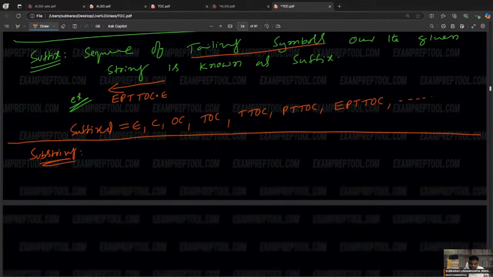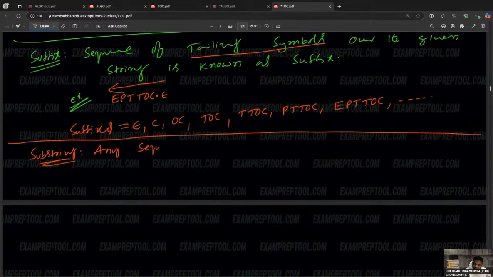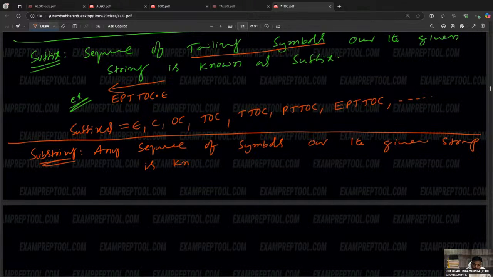But when you say substring, it is any sequence of symbols over the given string. You have to take a sequence, but any sequence of symbols over the given string is known as a substring. Now you can see the example, and you will get clarity.